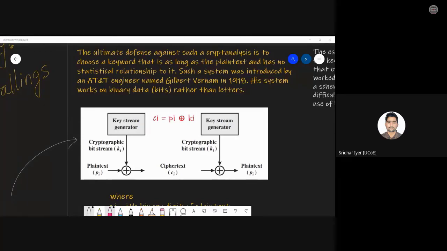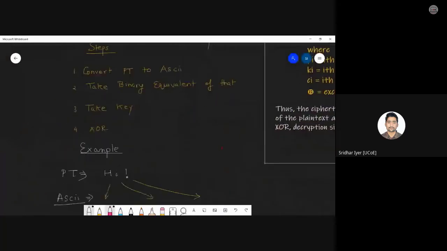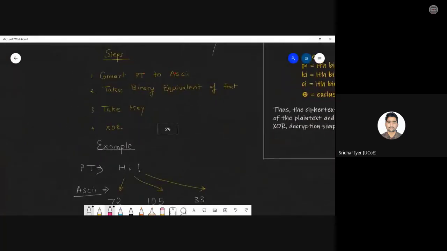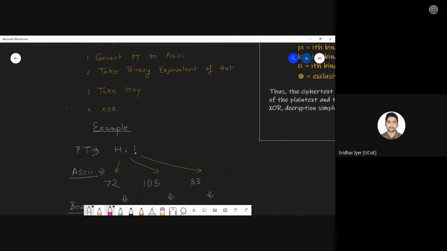Correct. One of the methods is ASCII. For example, if I say hello, I first have to convert each and every individual character, that is H-E-L-L-O, into the ASCII equivalent. ASCII will basically give me the decimal value, and I convert that decimal value into a binary value. Is it clear? That is what is shown over here. I have taken an example also. The steps are mentioned: convert the plain text to ASCII, take the binary equivalent of that, take the key, which can be in any binary format, and XOR them.